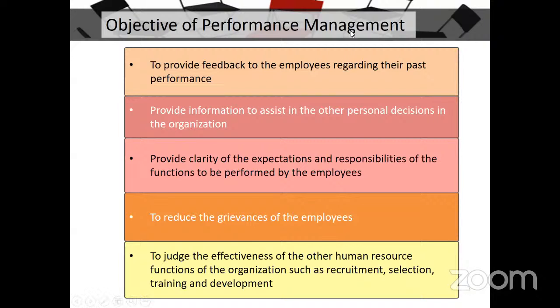It provides information to assist in the other personnel decisions in the organization, because an organization that is a going concern needs to be making decisions. Like now, we know so much has changed in the recent past. COVID came and so much changed. So if you don't have a very robust performance system, how are you going to be able to make decisions? So that is why it's very critical.